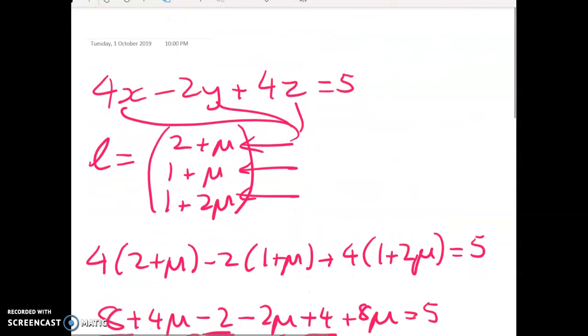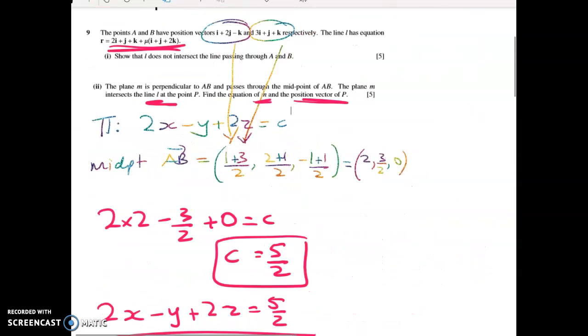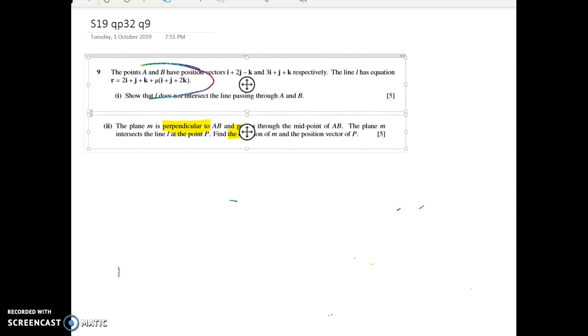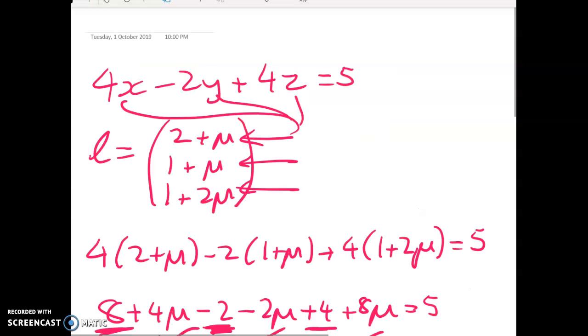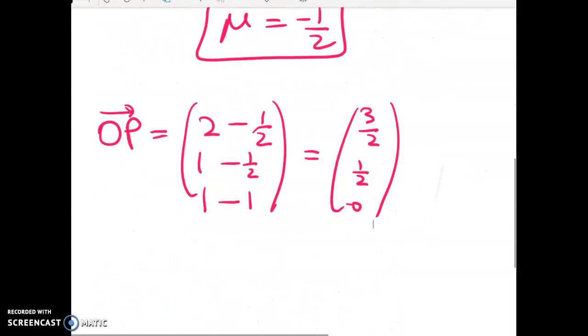Now, I think we were asked for it as a point. Let's go back to the question. Where's it gone? Right, we've got to find the position vector of P. So no, we do want it in position vector form. I think they'd probably accept it with coordinates, but now we've lost it completely. Right, so, yep, the position vector is that. So that's that question done.